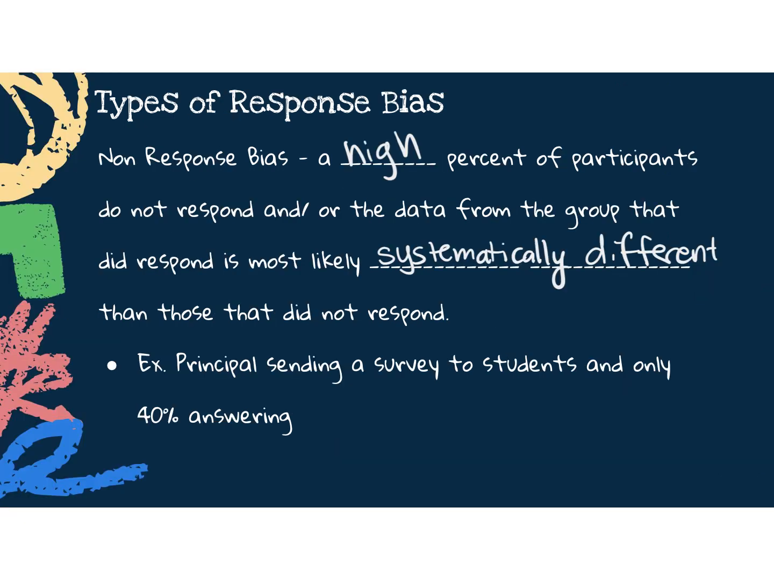Next, we have non-response bias. A high percent of participants do not respond, and or the data from the group that did respond is most likely systematically different than those that did not respond. An example here would be in our survey where the principal sent a survey to students through the email and only 40% answered. That's a high percentage that did not answer. And those that did answer, those that checked their emails, filled out the survey, they're more likely to have done their homework than those that didn't. That's that systematic difference.